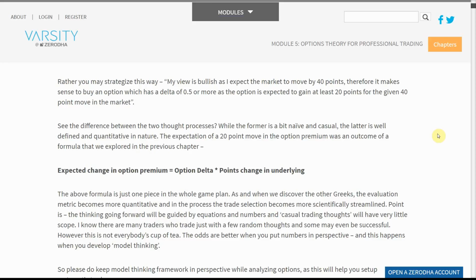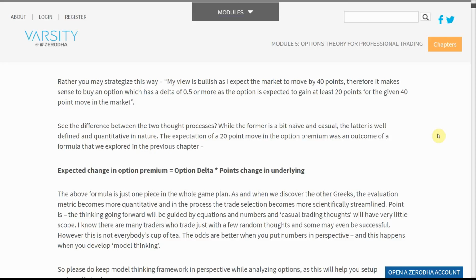The above formula is just one piece in the whole game plan. As and when we discover the other Greeks, the evaluation metric becomes more quantitative, and in the process the trade selection becomes more scientifically streamlined. Point is, the thinking going forward will be guided by equations and numbers, and casual trading thoughts will have very little scope.